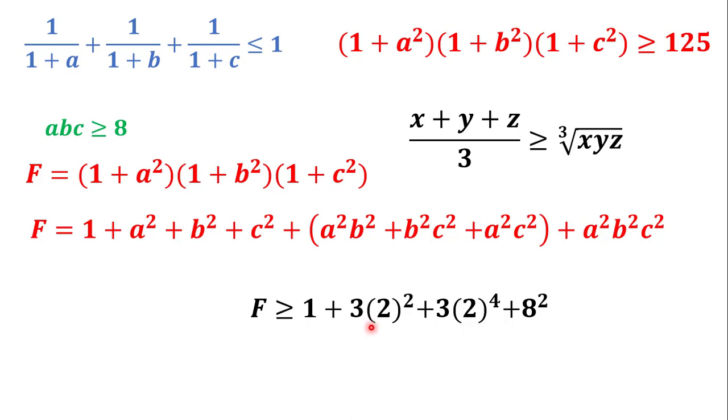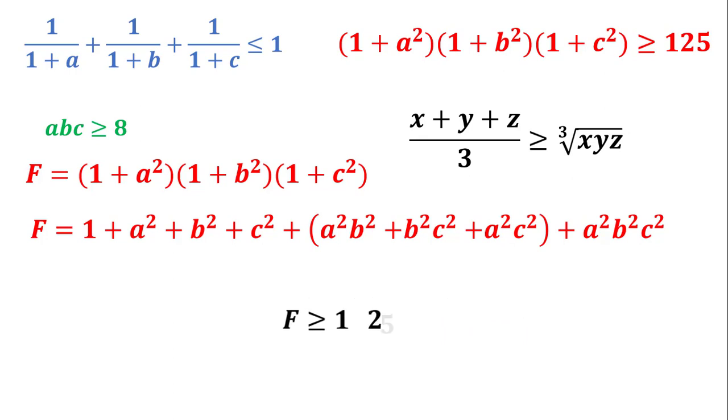1 plus 3 times 2 squared plus 3 times 2 to the power 4 plus 8 squared is going to be 125. So we're going to get the desired result.